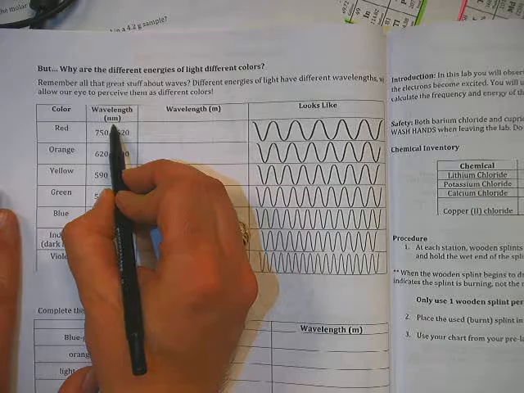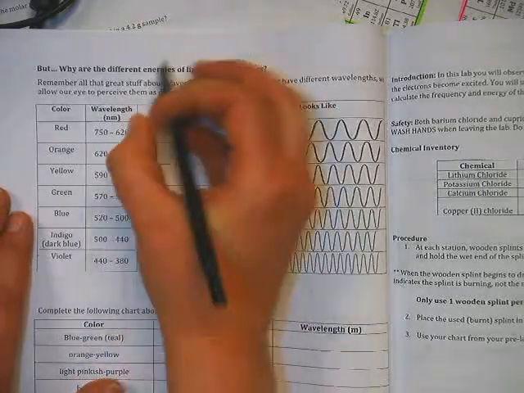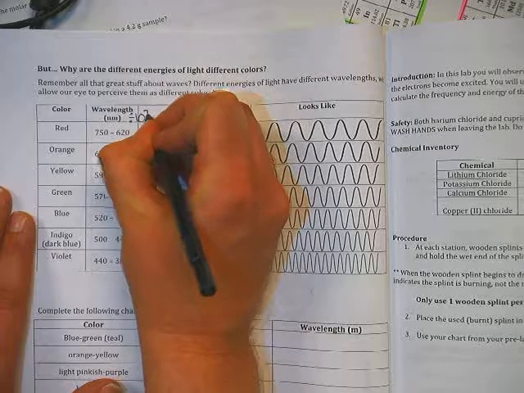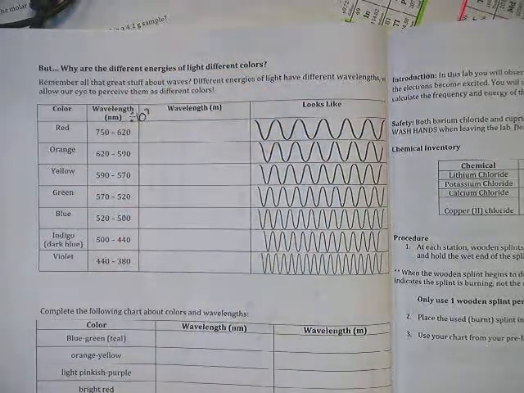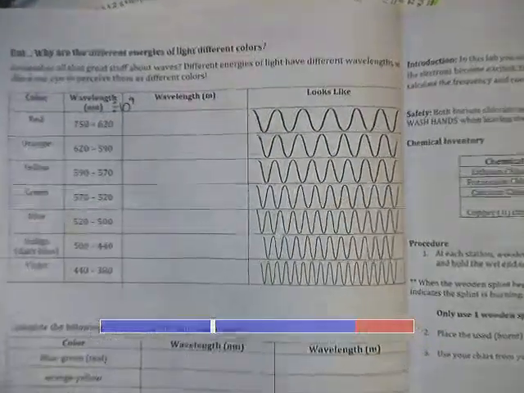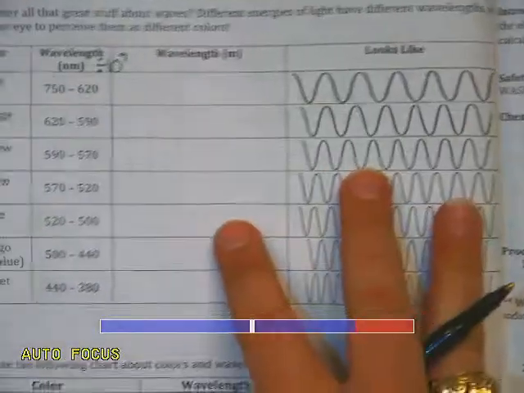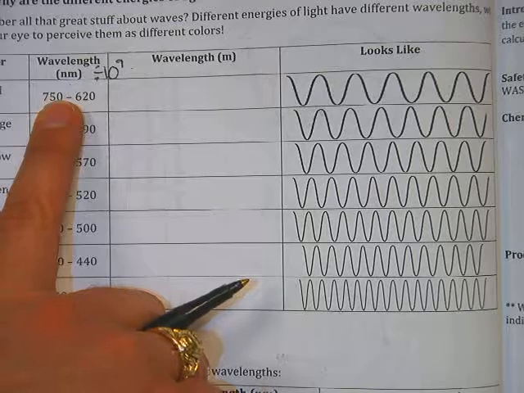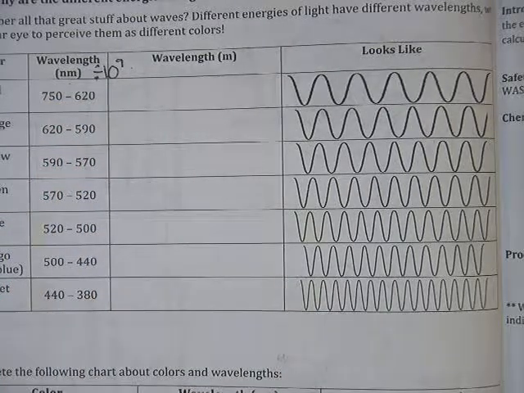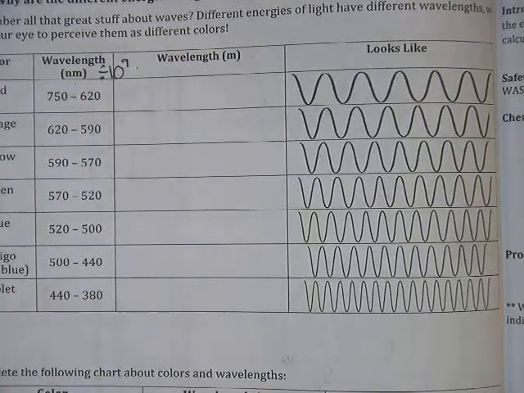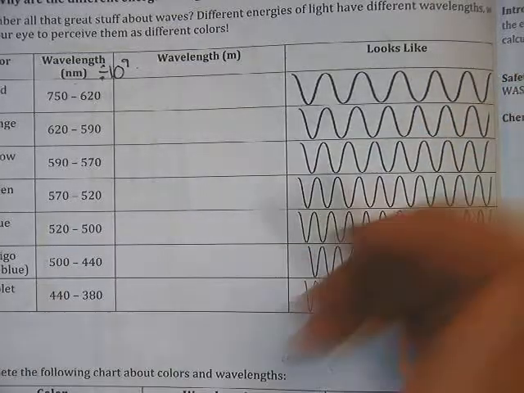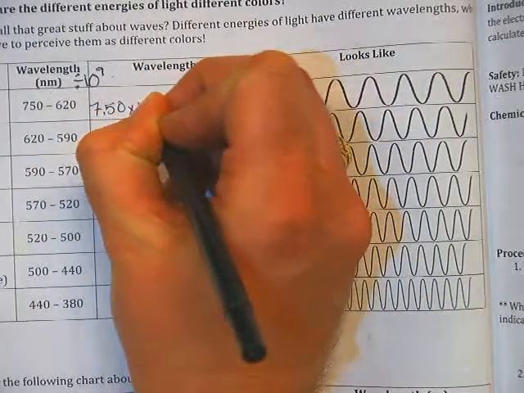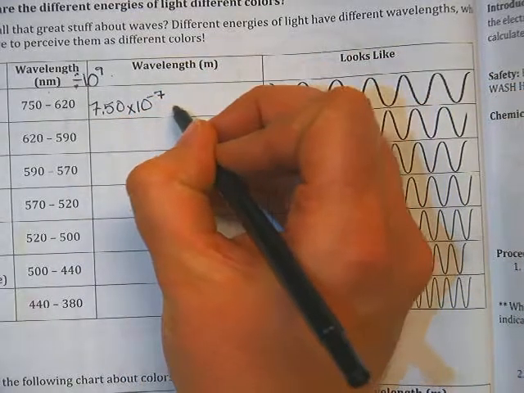We need to take these nanometers and convert them to meters, and the way to do that is dividing by 10 to the 9th. So take out your calculator. So 750 minus 620 and then. No. This is a range. This is not a subtraction. This is a range. So what we're doing is 750 divided by 10 to the 9th is 7.5 times 10 to the negative 7th. That's the first part of our range.